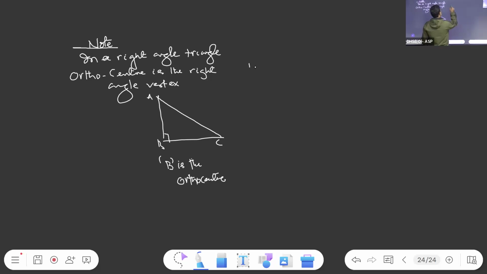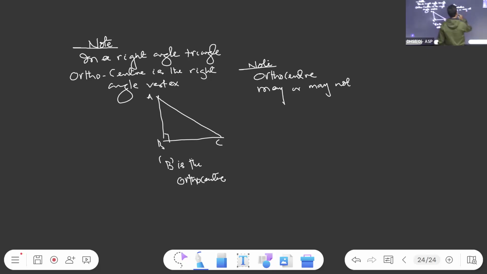Write down another note point. Orthocenter may or may not lie inside the triangle.